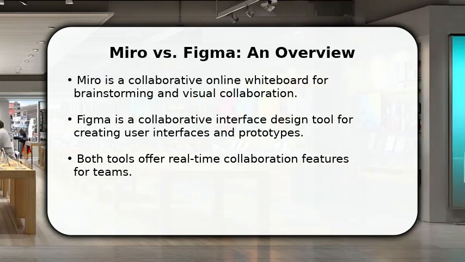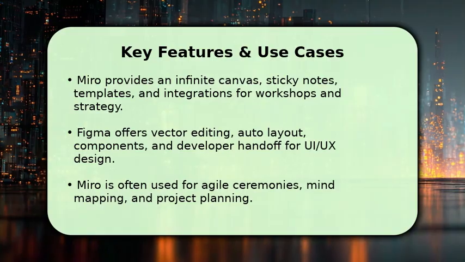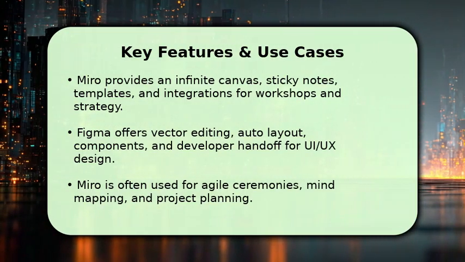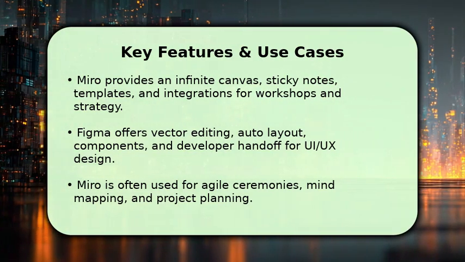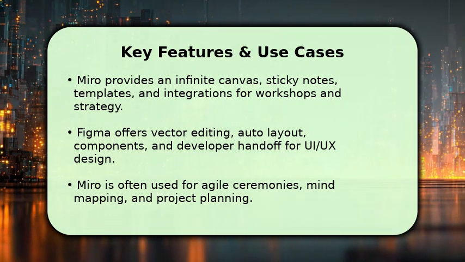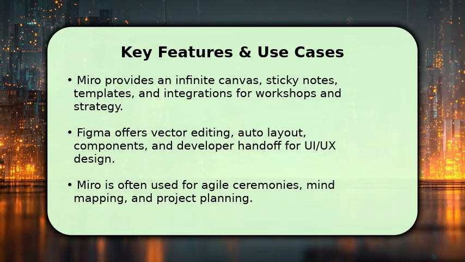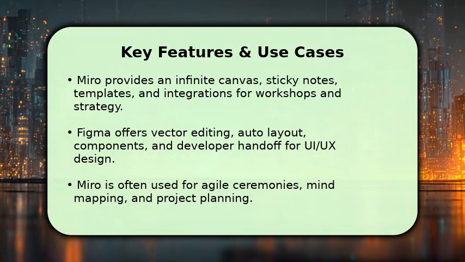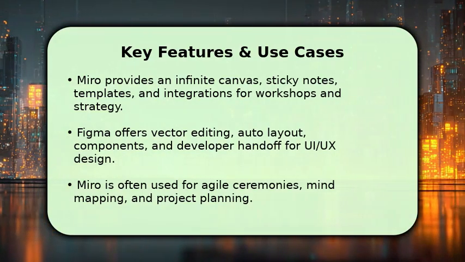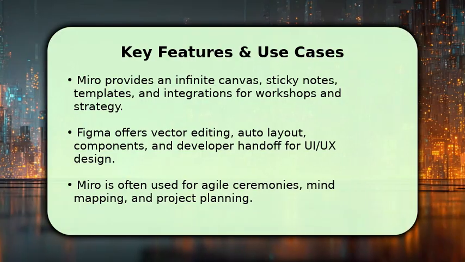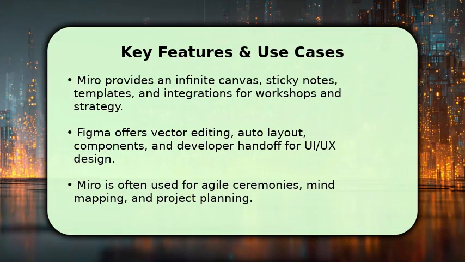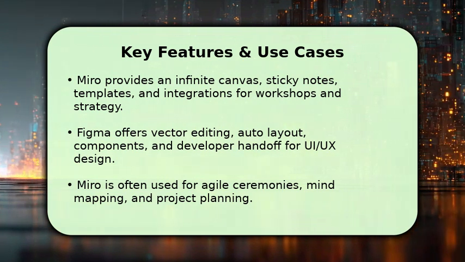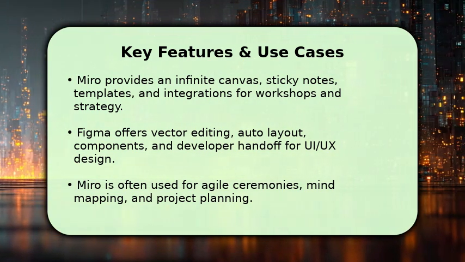for different tasks. Miro's key features include an expansive infinite canvas, a vast library of templates, and robust sticky note functionality, making it perfect for brainstorming sessions and agile planning. Figma shines with its powerful vector editing tools, auto layout features, and component-based design, which are crucial for building scalable design systems and interactive prototypes. Each tool is tailored for specific use cases, from initial ideation in Miro to detailed interface creation in Figma.